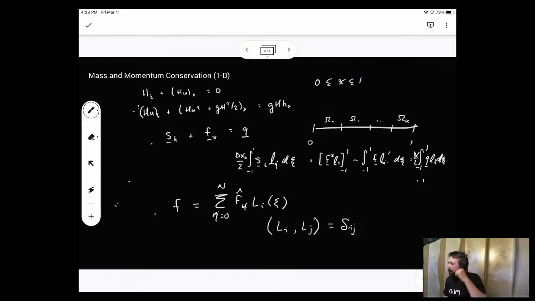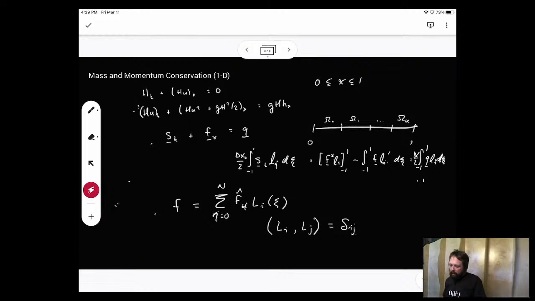Now, the problem with working with this kind of form is that what you end up with as your degrees of freedom are modal coefficients. And to get back to basically placing things into physical space, you have to go back through and evaluate this modal expansion at a whole bunch of points. So it adds some computational complexity.